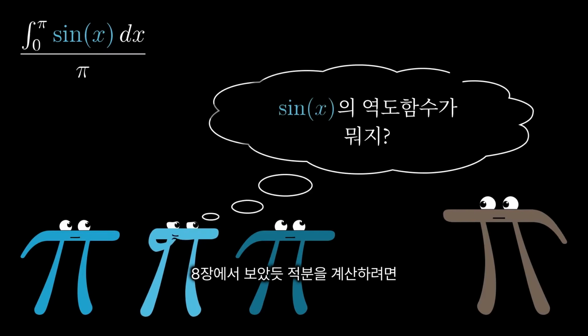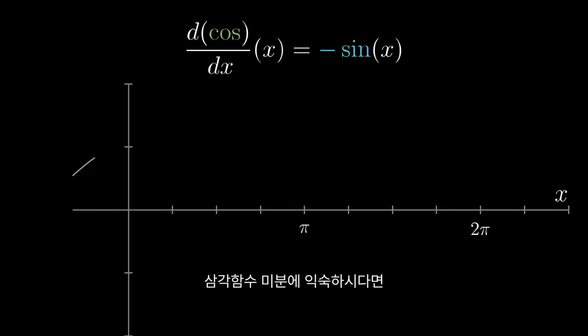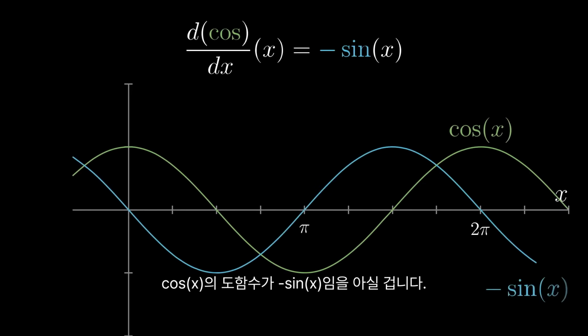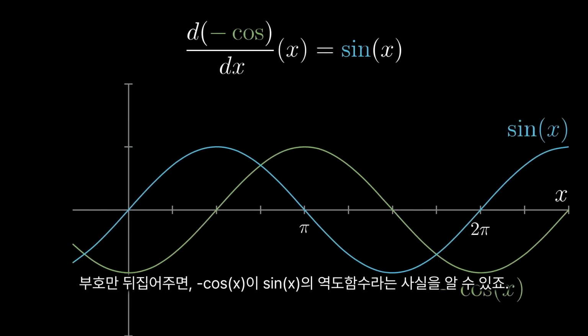As we saw last video, to compute an integral, you need to find an antiderivative of the function inside the integral, some other function whose derivative is sine of x. And if you're comfortable with derivatives of trig functions, you know that the derivative of cosine is negative sine. So if you just negate that, negative cosine is the function we want, the antiderivative of sine.